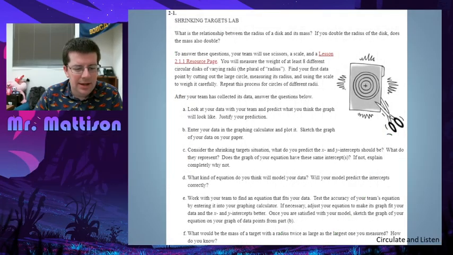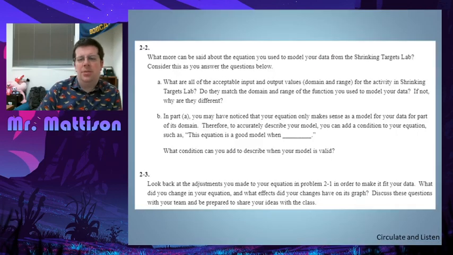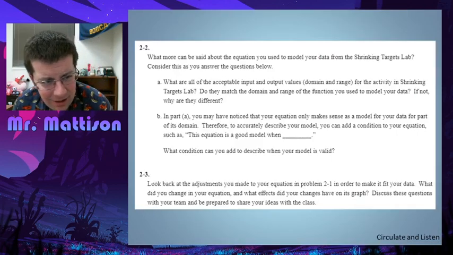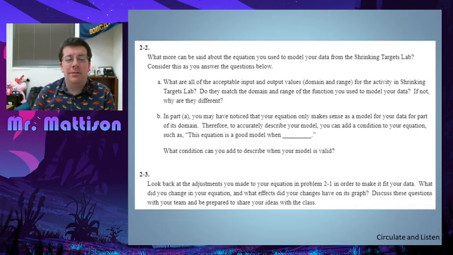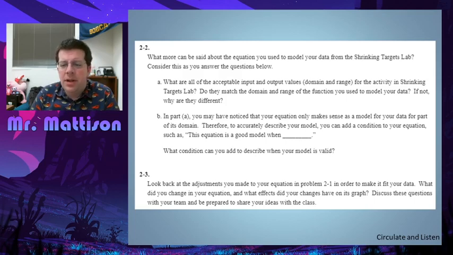What I want to focus on primarily, though, is I want to head back over to this and take a look at problem 2. Problem 2 is where I start to care a little bit more about what we're getting from this result. So part A, what are all of the acceptable input and output values, the domain and range for the activity? So let's think about what that means.